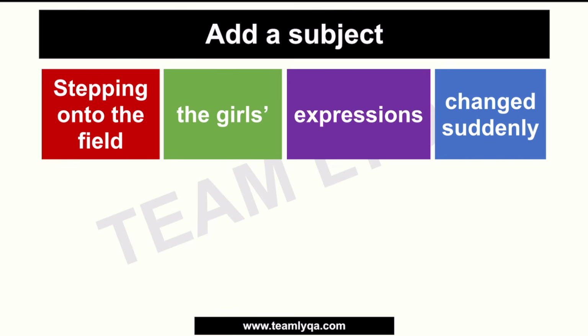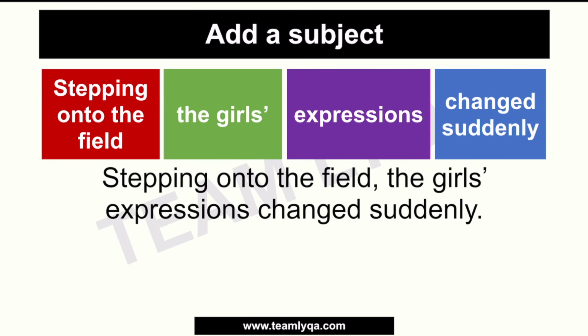So you have options, okay, on how to frame this. You could say na simpleng-simple lang, stepping onto the field, the girls' expressions changed suddenly. Now, if may question kayo kung bakit may apostrophe dyan, we have a full lesson on apostrophes. You can watch that right here sa i-button. Ililink ko na lang doon. Ang ibig sabihin lang yan, ownership, no? Kasi all the girls have yung expressions na yan. Okay? Plural kasi yung girls.